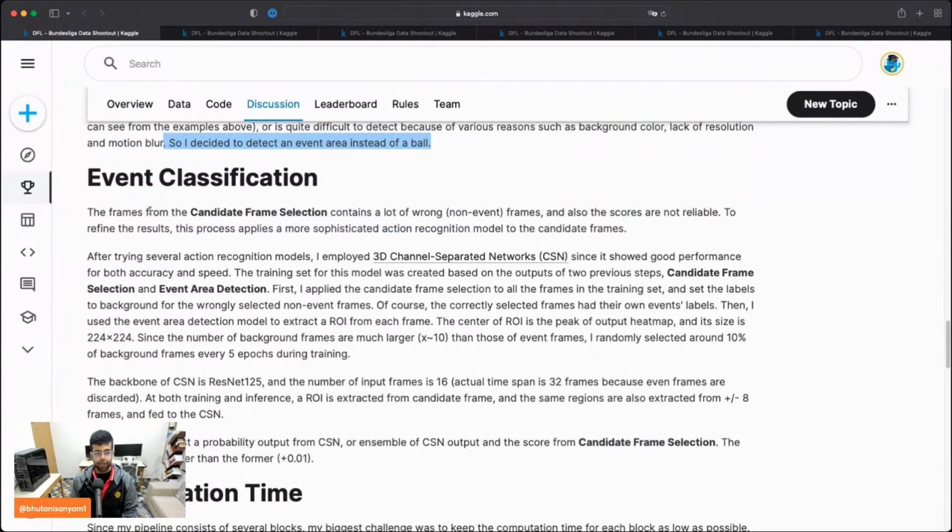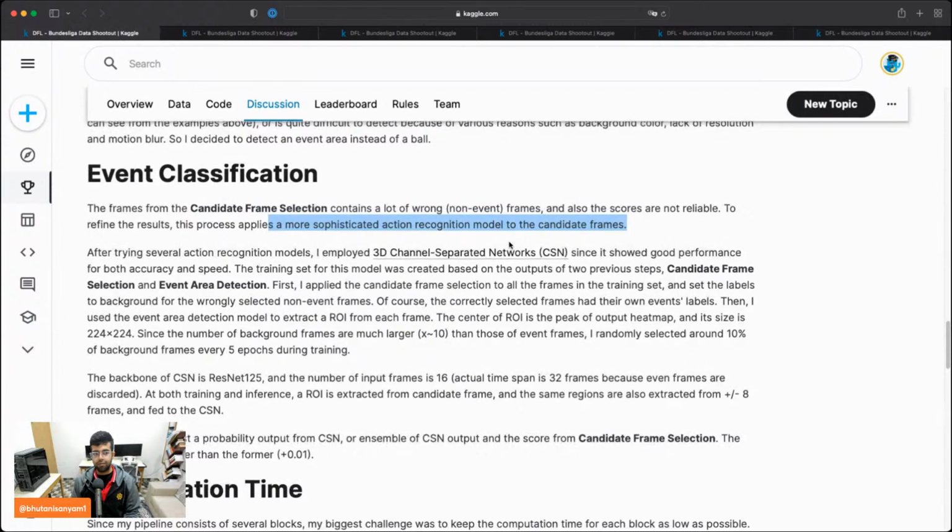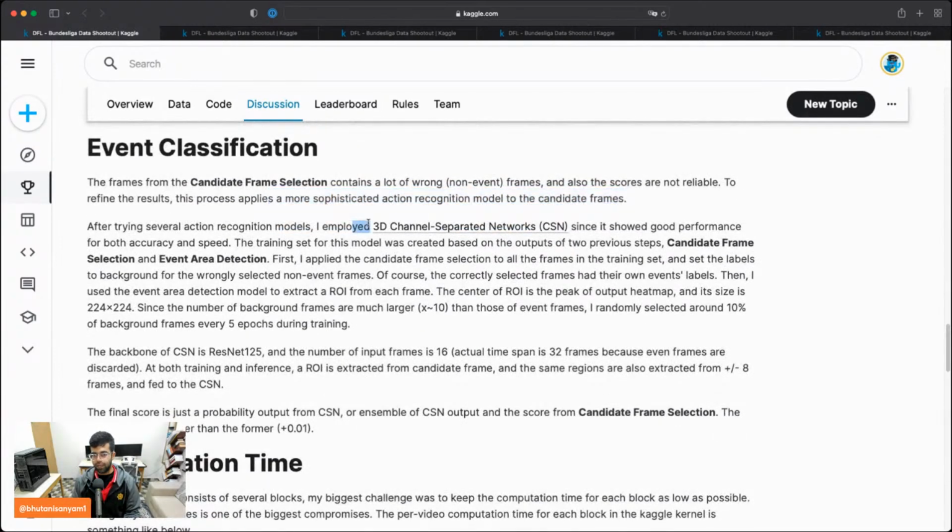For event classification, he says the frames from candidate frame selection contain a lot of non-event frames and they are not reliable. So he applied a more sophisticated recognition model. He ended up on the 3D channel-separated network, CSN, which had shown good performance earlier. I think it was in the NFL competition where we saw this. And did I live stream about that 2 weeks ago, 1 week ago? I don't know. You can find that on the channel, but we saw this model about 2 weeks ago as well, I think.